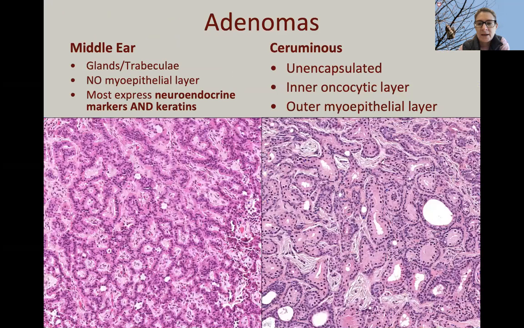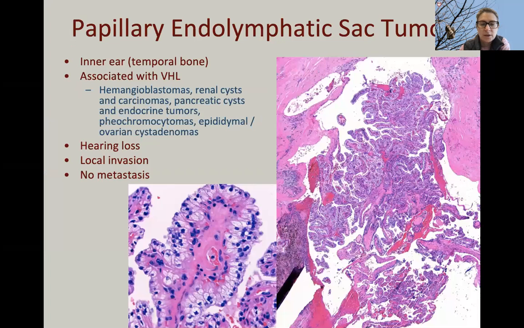i.e. non-metastasizing. Other tumors of the middle ear include adenomas that can range from a generic kind of epithelial adenoma forming glands and trabeculae to a more specific differentiated adenoma that recapitulates the ceruminous or the wax glands, i.e. a ceruminous adenoma. So just keep in mind that these can also occur in the middle ear.